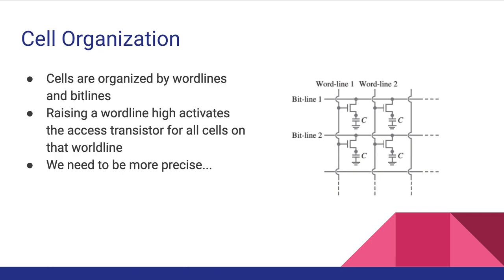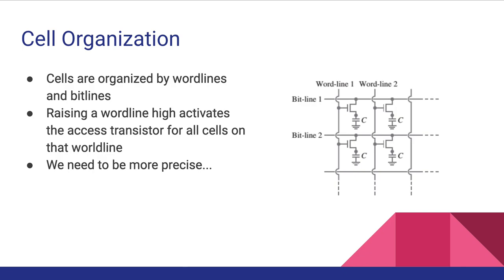So 1 or 2 memory cells is not very useful. Real applications need billions of these cells, so we need a systematic way to organize them. We organize cells by a grid of word lines and bit lines. Whenever we activate a word line, it will activate all of the access transistors for every cell in that word line. But this isn't precise enough.